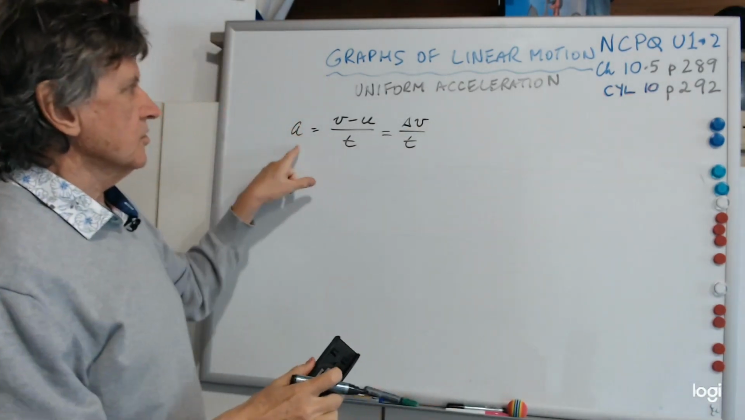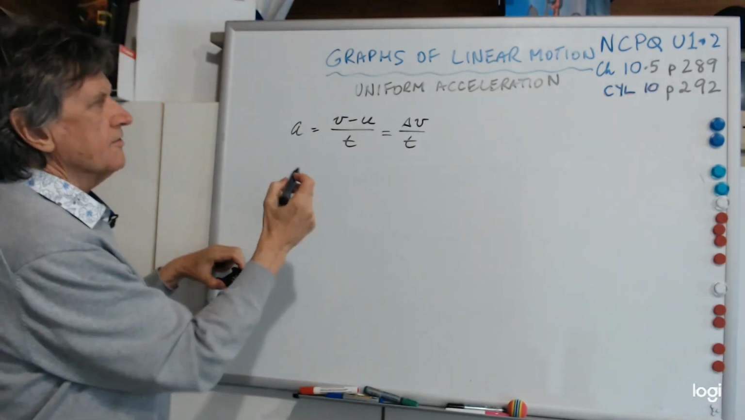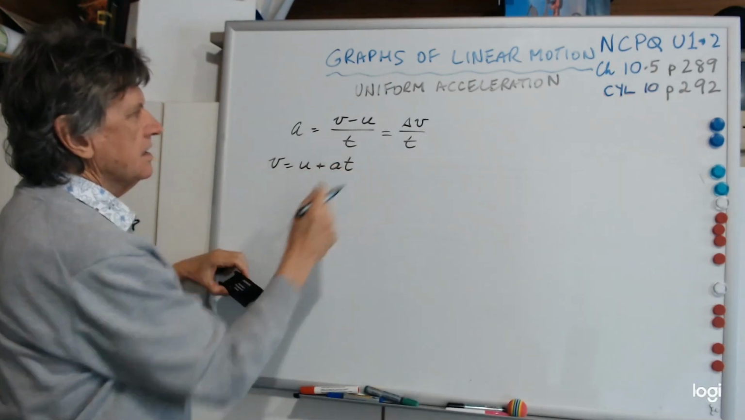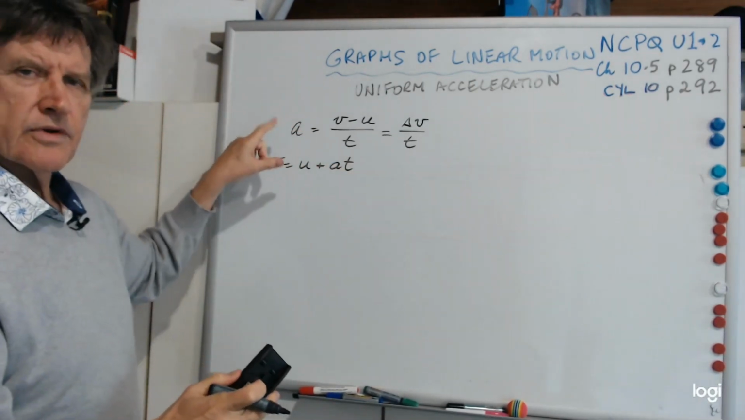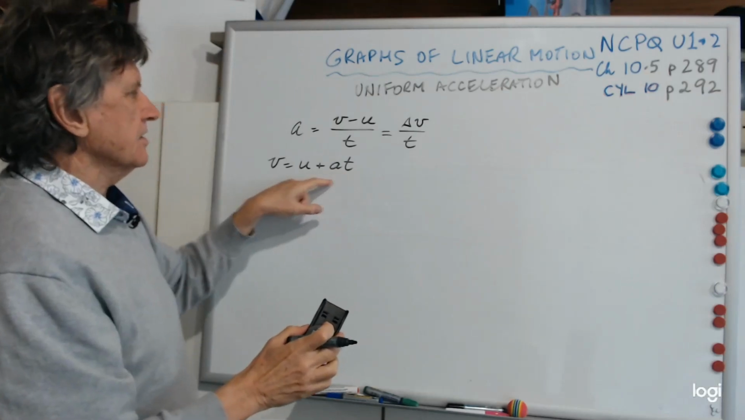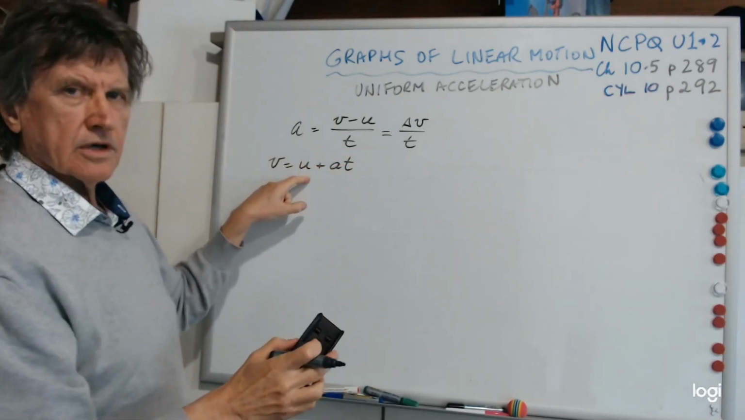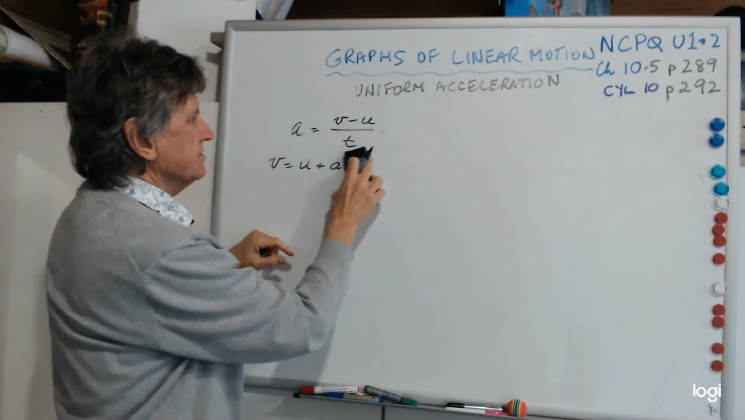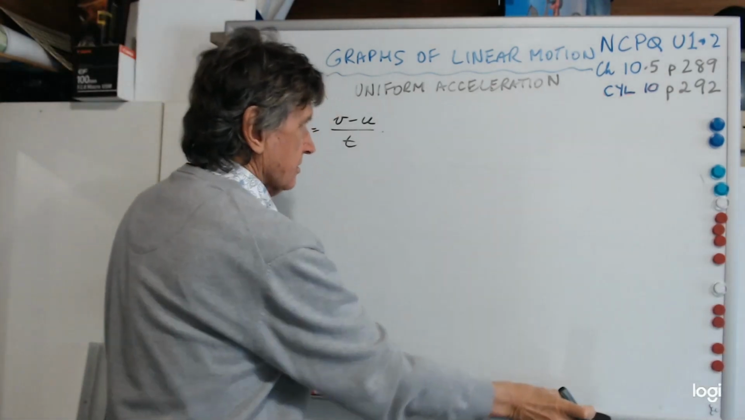This is probably the more common way. Now often you learn it as V equals U plus AT, and you just cross multiply and rearrange things to get V equals U plus AT. In fact, I think in the formula book it might be written like that. It means the same thing. Okay, let's get rid of this because you won't need that for this part of the work.